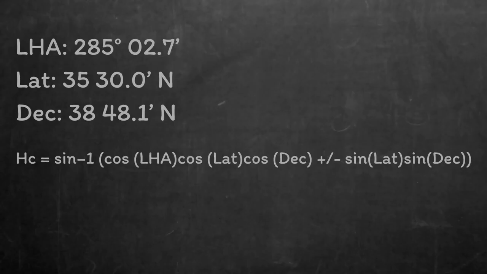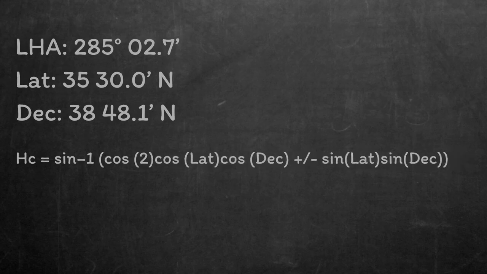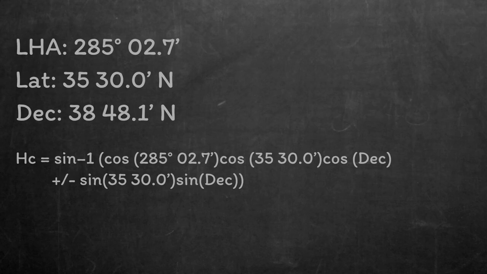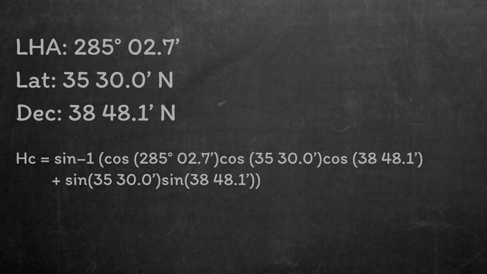So, coming back to our main formula, we now have all the information that we need. Local hour angle is 285 degrees, 2.7 minutes. Latitude is 35 degrees, 30.0 minutes north. Declination is 38 degrees, 48.1 minutes north. The sign of the latitude and declination is the same, so our plus minus option is going to be a plus. Finally, it's just a case of plugging the whole formula through the calculator. You have to be really careful here, as every calculator will handle brackets and things differently. Putting it into mine, I get a calculated altitude of 31 degrees, 54.6 minutes.